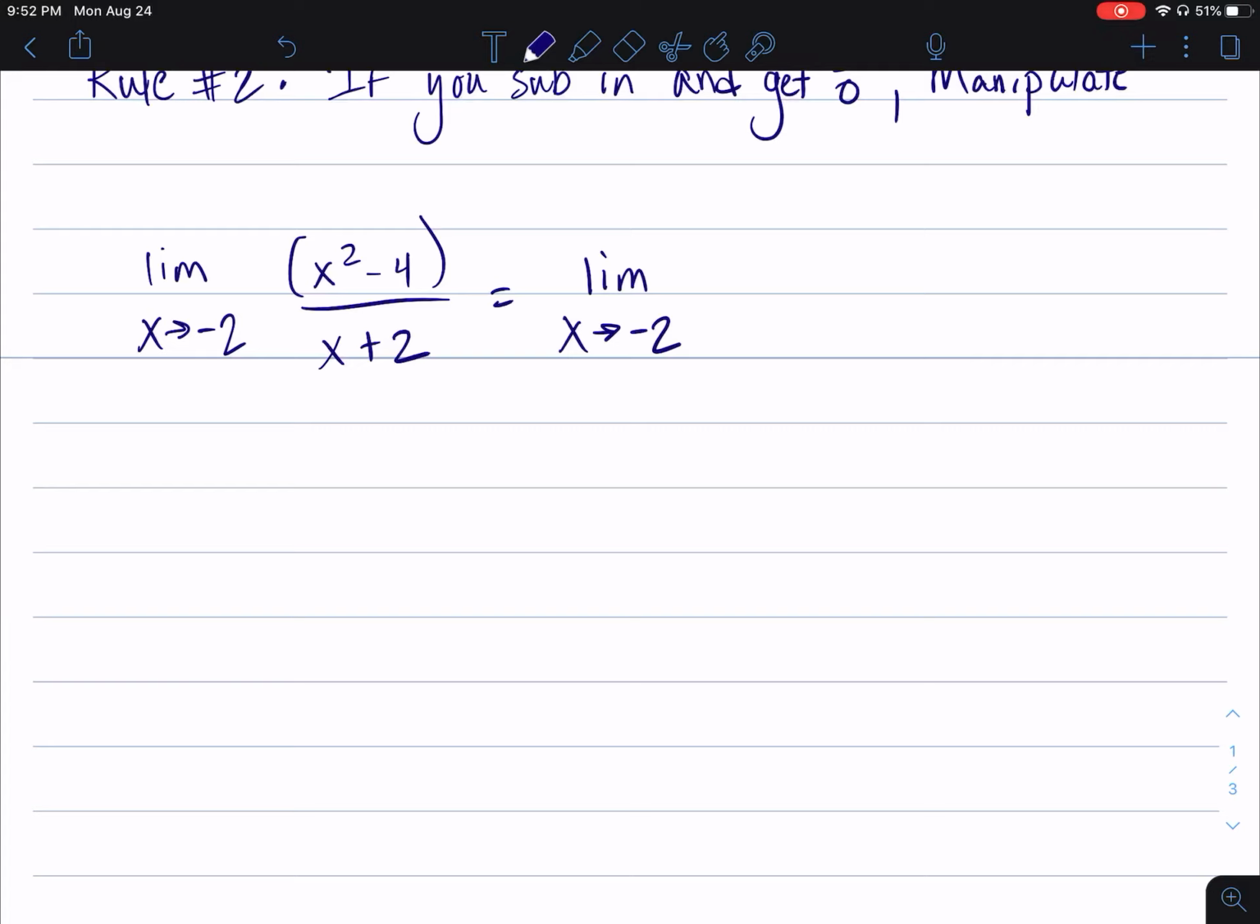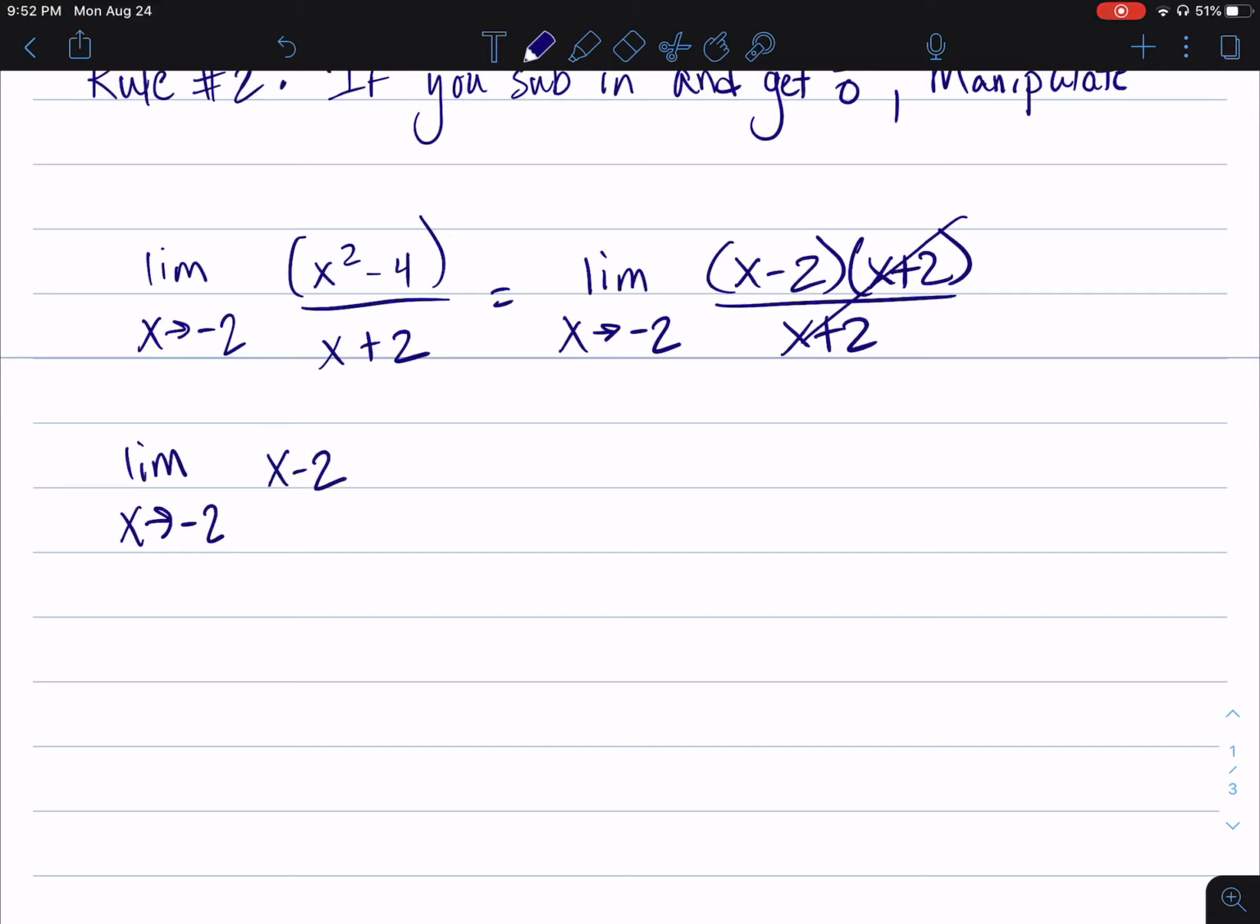So x squared minus 4 is a difference of squares, so that's going to factor to x minus 2, x plus 2. So then I have some canceling that'll happen, and this will go to limit as x approaches -2 of x minus 2. Now I can just plug -2 in and get -4.